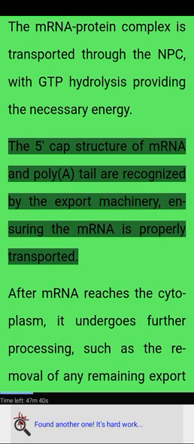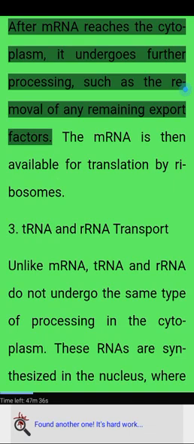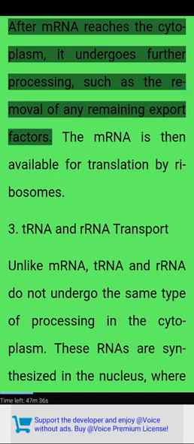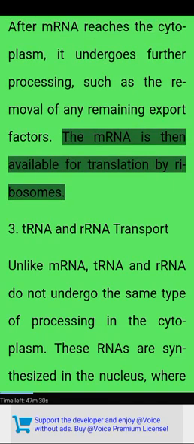The 5' cap structure of mRNA and poly A tail are recognized by the export machinery, ensuring the mRNA is properly transported. After mRNA reaches the cytoplasm, it undergoes further processing, such as the removal of any remaining export factors. The mRNA is then available for translation by ribosomes.